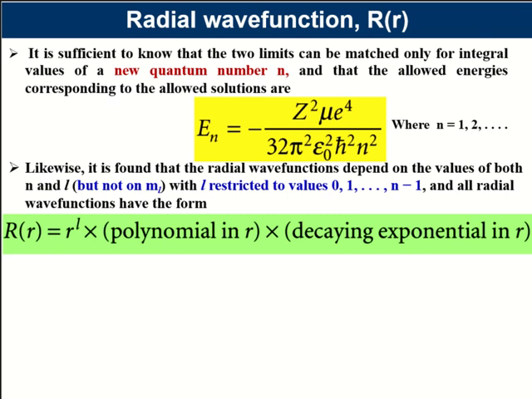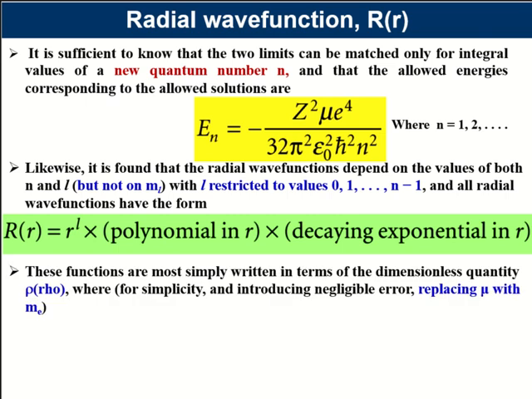The decaying exponential in r is needed because the amplitude of the wave must go to 0 at infinite distance. Now in between the nucleus and infinity, there will be oscillation of the wave. There must be curvature. That part will be defined by some polynomials. And r to the power L is there to take into account the centrifugal effect that we talked about.